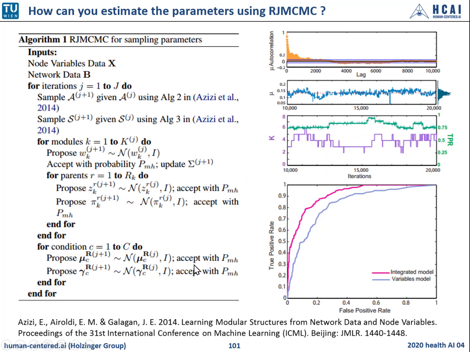Okay, how can we estimate the parameters using this now in practice? So here is a typical algorithm of this class. This is a common strategy for dealing with hard Bayesian learning problems. This is performing MCMC simulation.